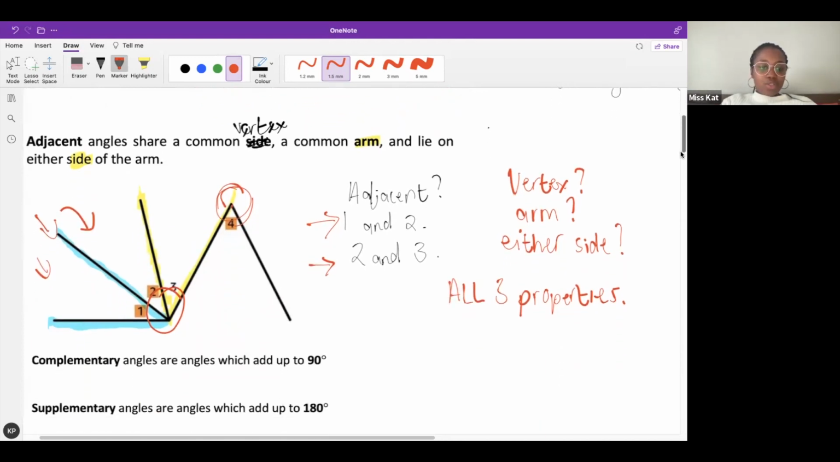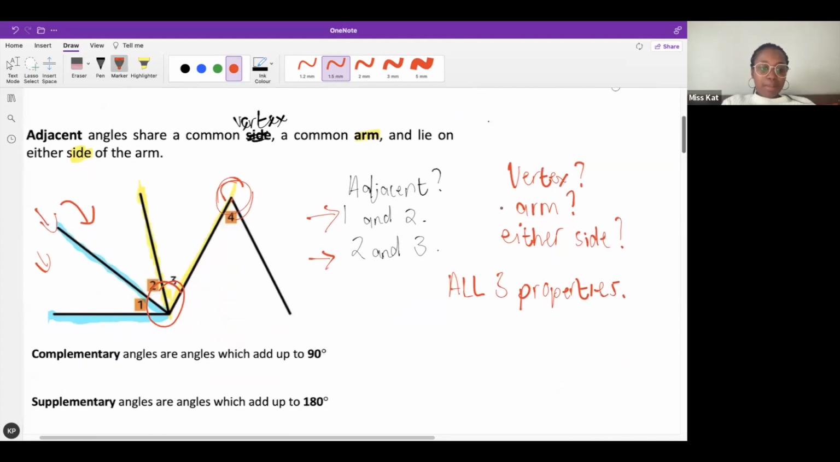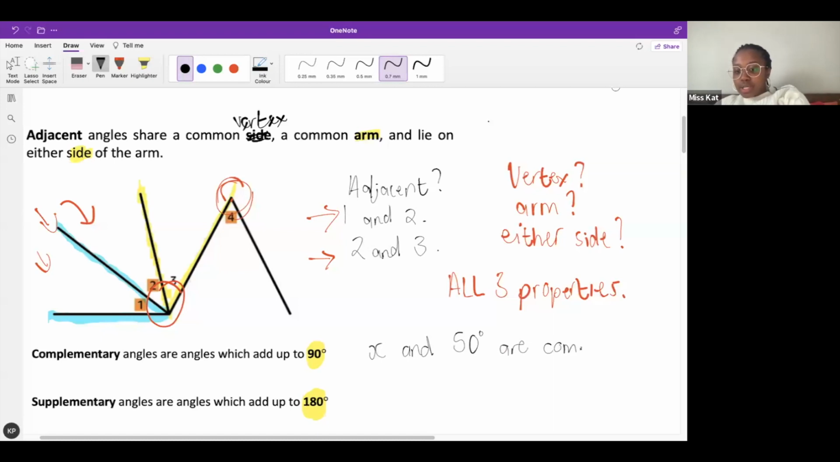Cool. Now let's talk about complementary and supplementary angles. I know my learners confuse these two all the time. Complementary angles add up to 90 and supplementary angles add up to 180. So if I say to you, X and 50 degrees are complementary, how much is X?